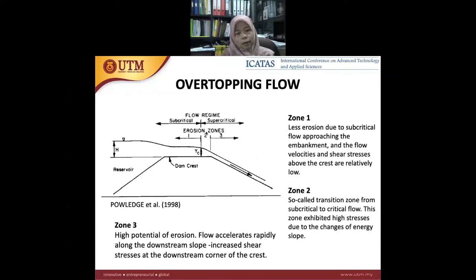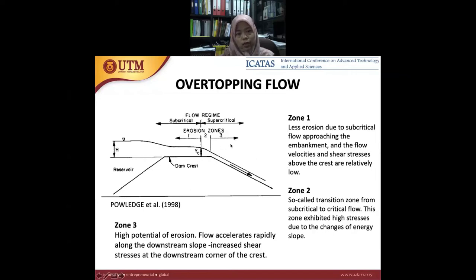Then when the water passes through zone 1, it is called zone 2. Zone 2 is a transition zone from the subcritical flow to the supercritical flow, and this zone exhibits high stresses due to the changes of energy slope. So this is the transition zone.